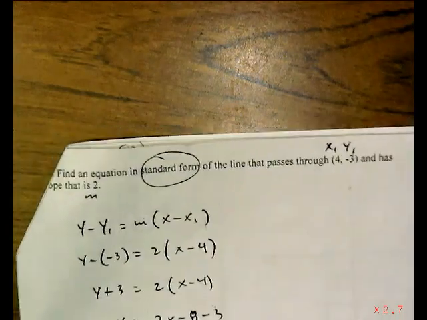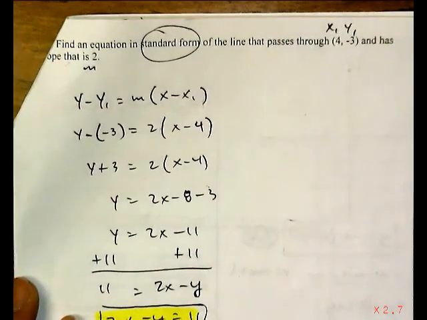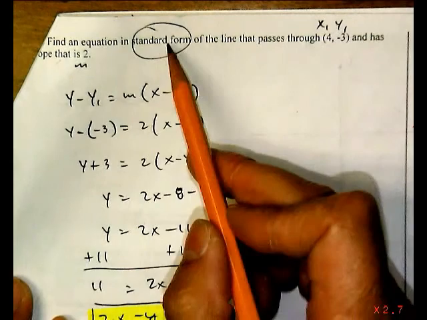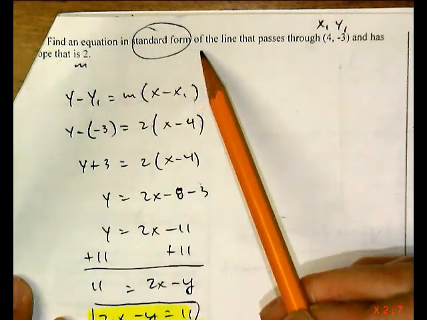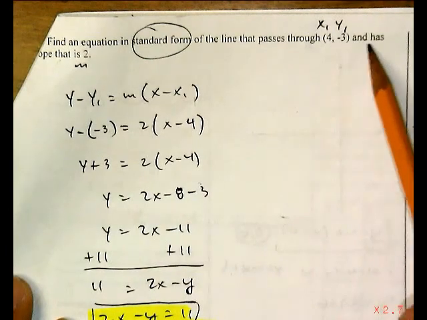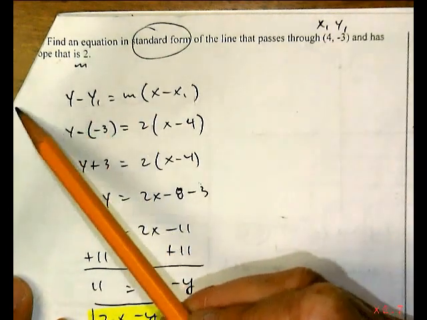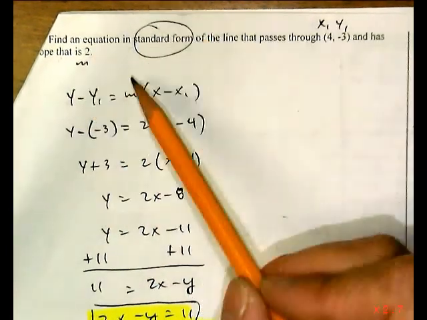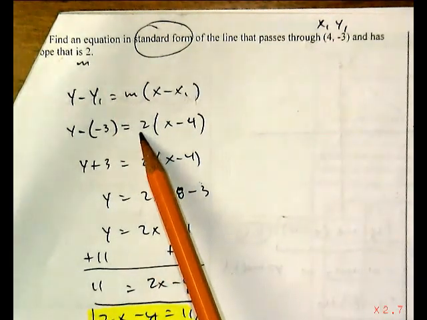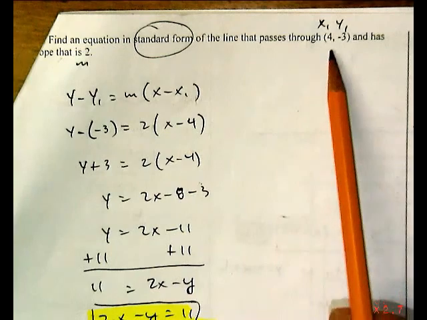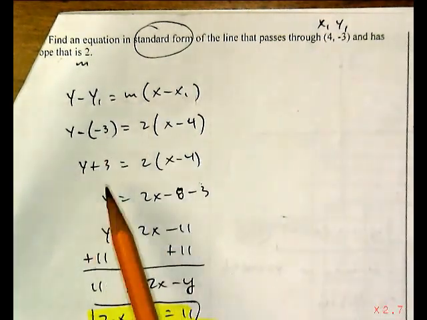Question number 19. Find an equation in standard form. So some of you guys need to carefully read and maybe circle things that look different. A line that passes through (4, -3) and has a slope of 2. You could put that into slope-intercept form by using slope. Slope is 2. My x value is 4. My y value is negative 3.